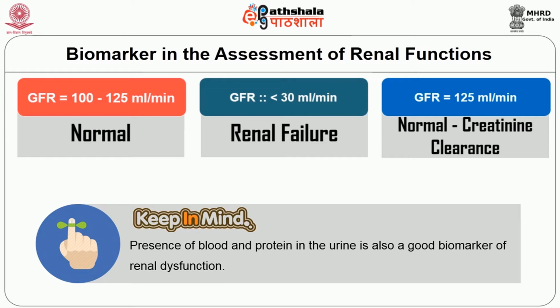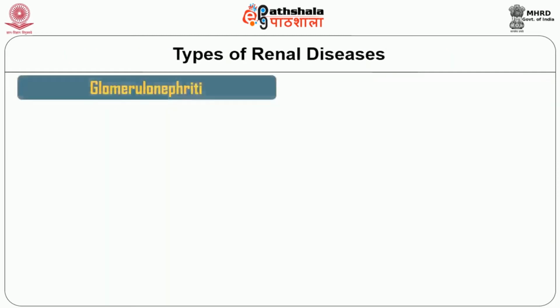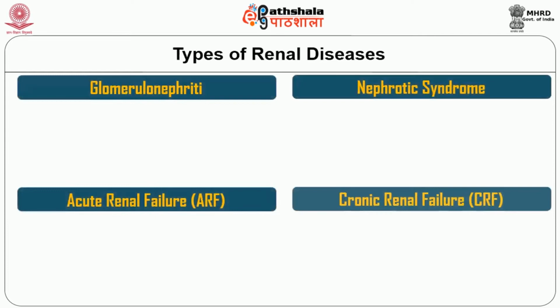of kidney? Okay, what next? Yes, you got it right. It's types of renal diseases that we are going to see now. Glomerulonephritis, nephrotic syndrome, acute renal failure, and chronic renal failure are the different types of renal diseases. Now let us study the onset, symptoms, and dietary management of renal diseases in detail.